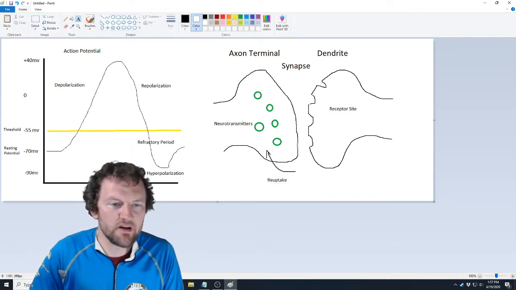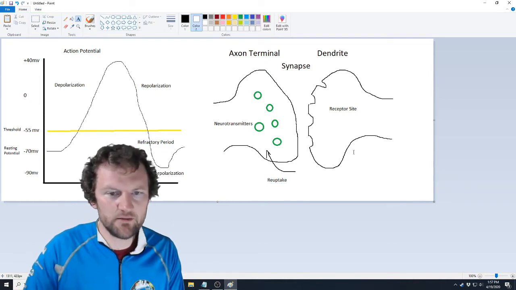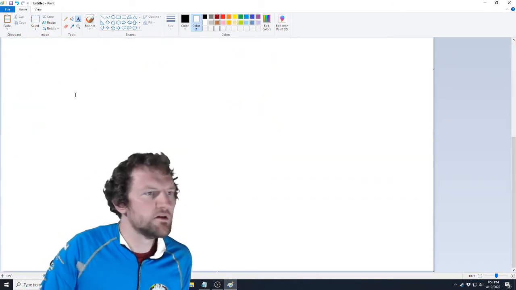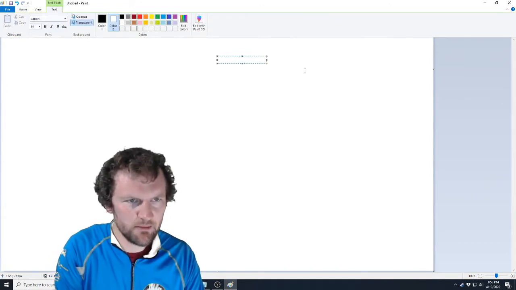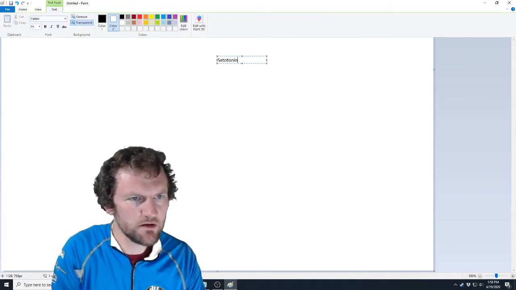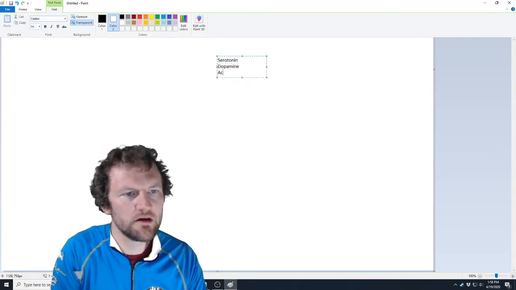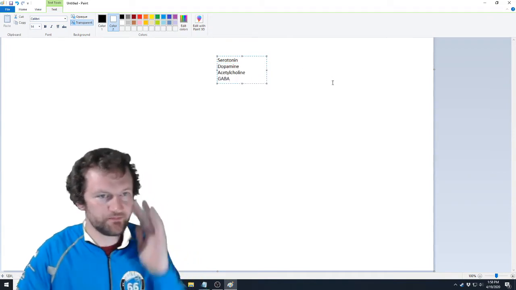That is the process of neurotransmitter transmission. Now, this process is different depending on which neurotransmitter we're talking about, which will be the next thing we talk about. So let's talk about the types of neurotransmitters we have. The ones we care about the most are serotonin, dopamine, acetylcholine, and GABA.